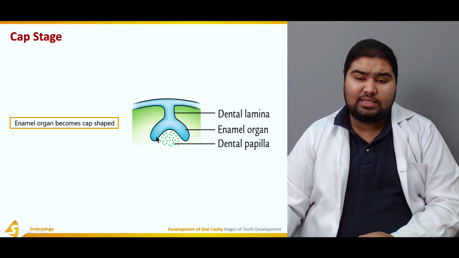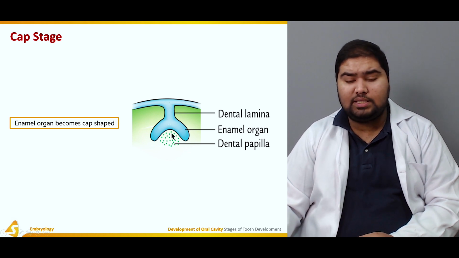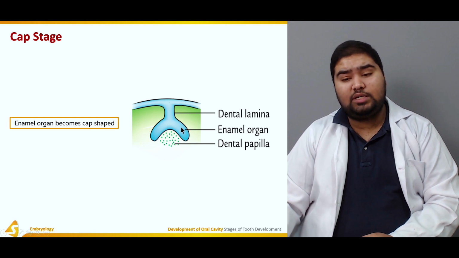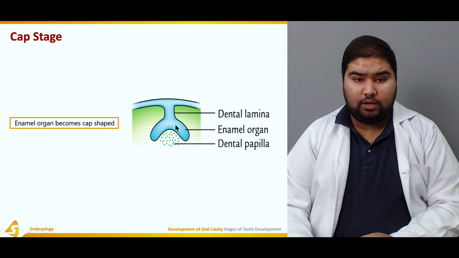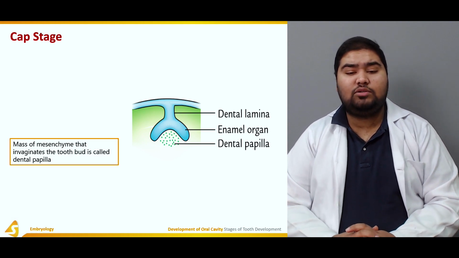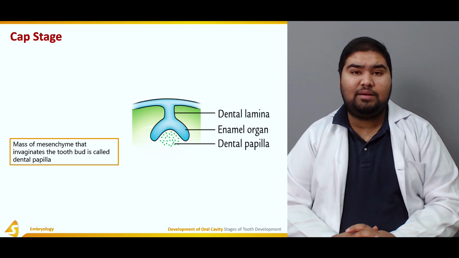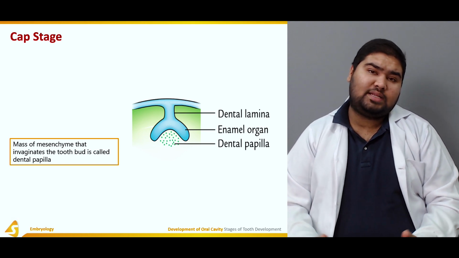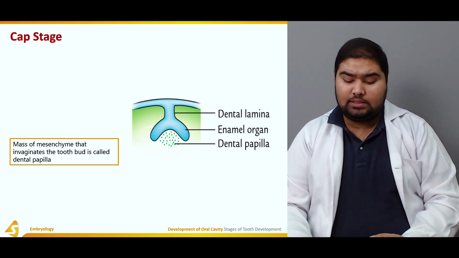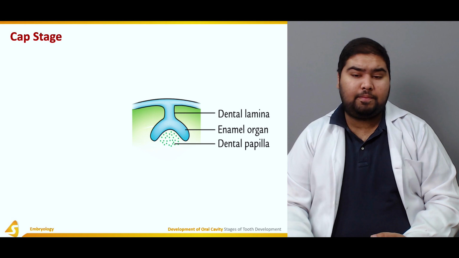Here you can see this is the cap shaped enamel organ, and this is the neural crest mesenchyme that is being incorporated into this enamel organ. Now the mass of the mesenchyme that invaginates the tooth bud is known as the dental papilla. So this mass of mesenchyme which is invaginating into the enamel organ is known as the dental papilla.